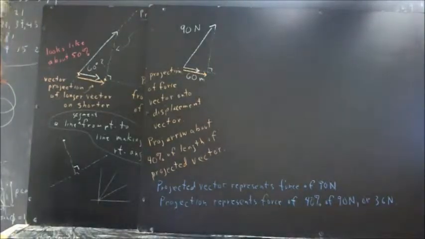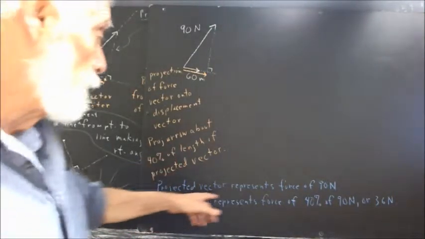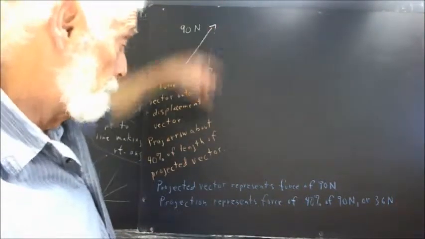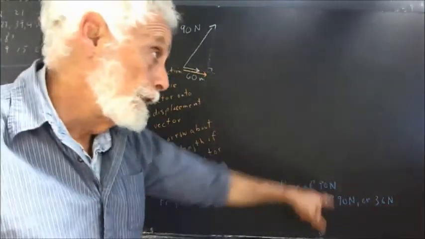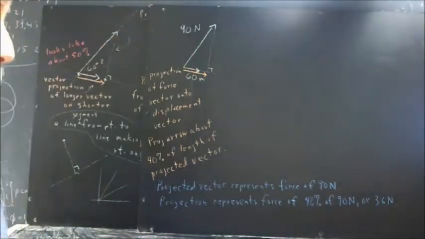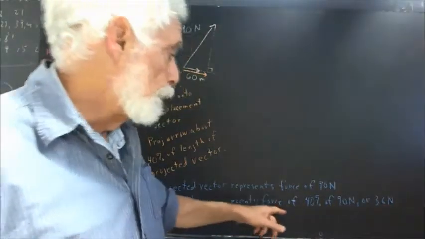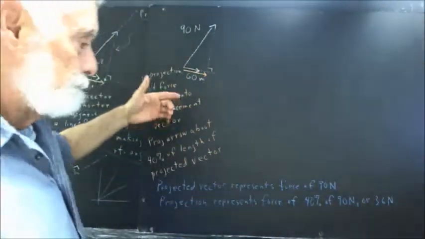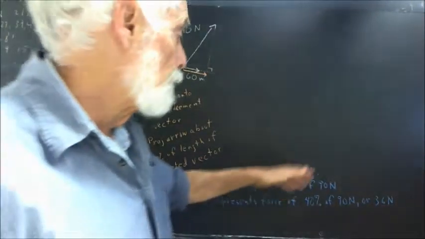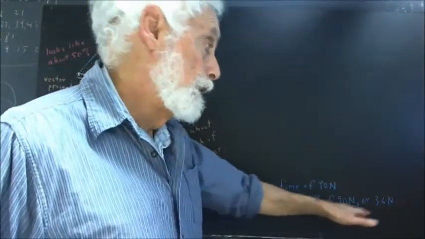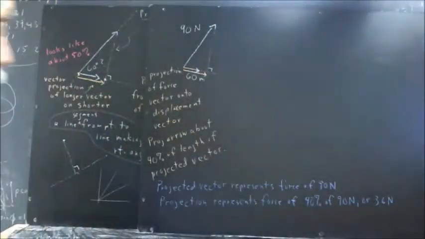Okay? So the projected vector, the 90 Newton vector, represents a force of 90 newtons. So the projection represents a force that's 40% of 90 newtons, or 36 newtons.